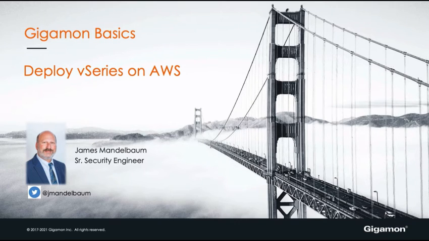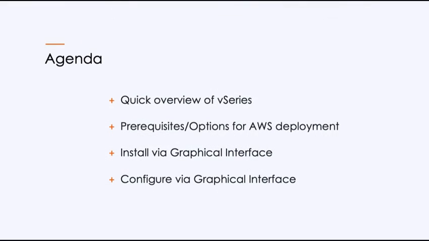Today we're here to talk about Gigamon Basics, deploying V Series on AWS. The agenda is we're going to do a quick overview of V Series. We're going to talk about some of the prerequisites or options for AWS deployment. We're going to go ahead and do an installation, and we're going to configure some flows.